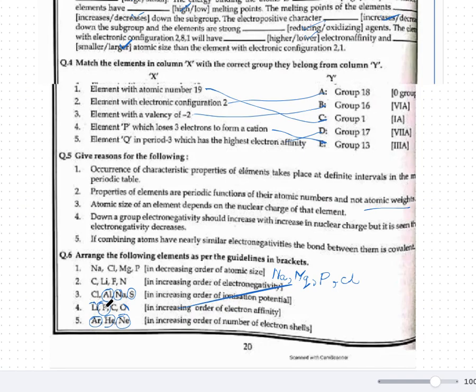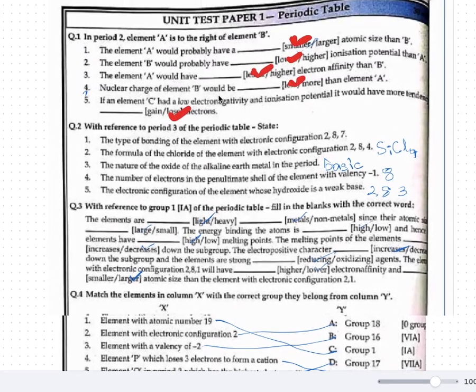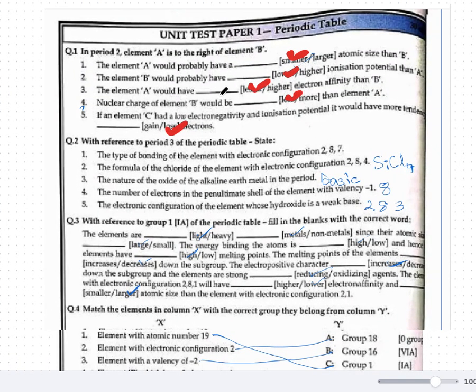We'll do more questions on the periodic table. We'll be doing many more questions on the periodic table, because I feel that though you know the concept, it is important to understand how to answer these questions. So we'll stop here today.